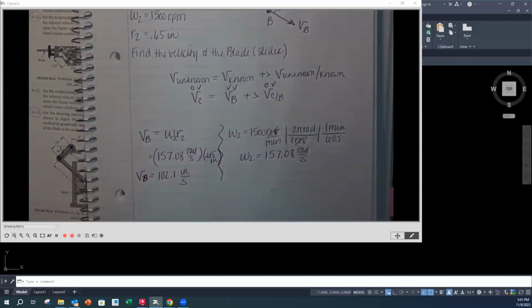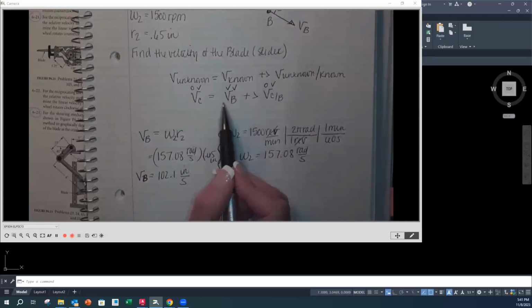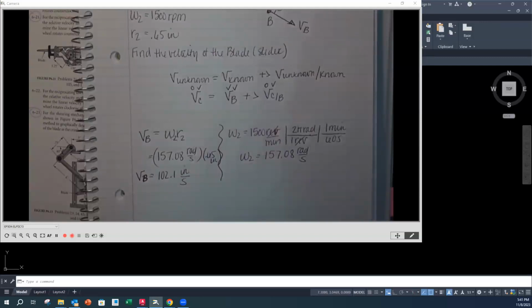Okay, and just one more confirmation. Does anybody else get 102.1? Yep, that's what I got. All right, cool. So now this is our magnitude of B, and we know our direction, so we are ready to start establishing and getting our vector equation in order so that we can solve for our unknown, which is the velocity of C.